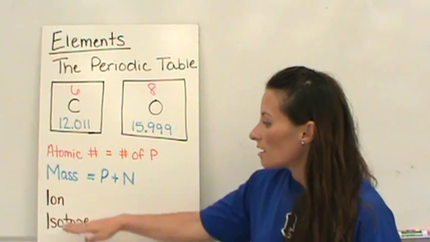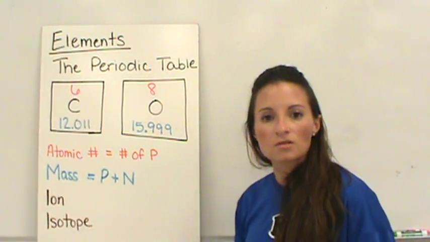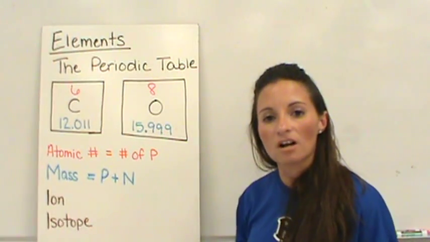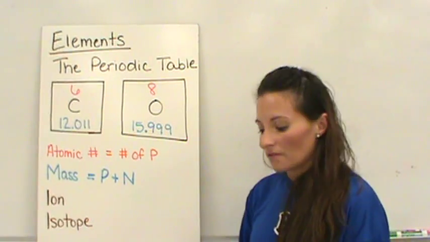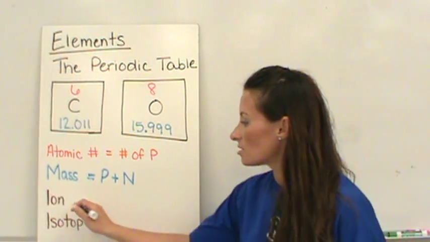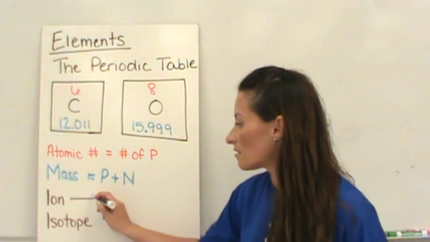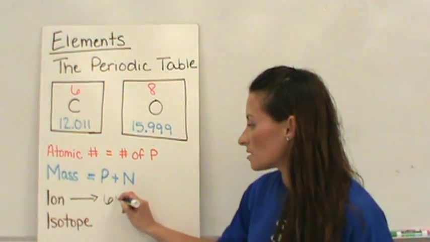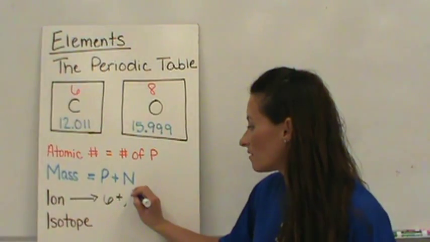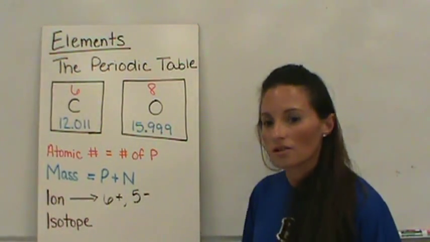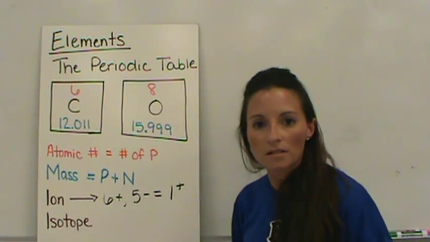An ion would be an atom with a different number of electrons. So if it's charged, if it has a positive charge, it's going to have fewer electrons, okay, than normal. If it has a positive charge, it's going to have fewer electrons than it does protons, because if we have 6 protons, so 6 positive charges, and if we only have 5 negative charges, we're going to have a charge of plus 1, okay?